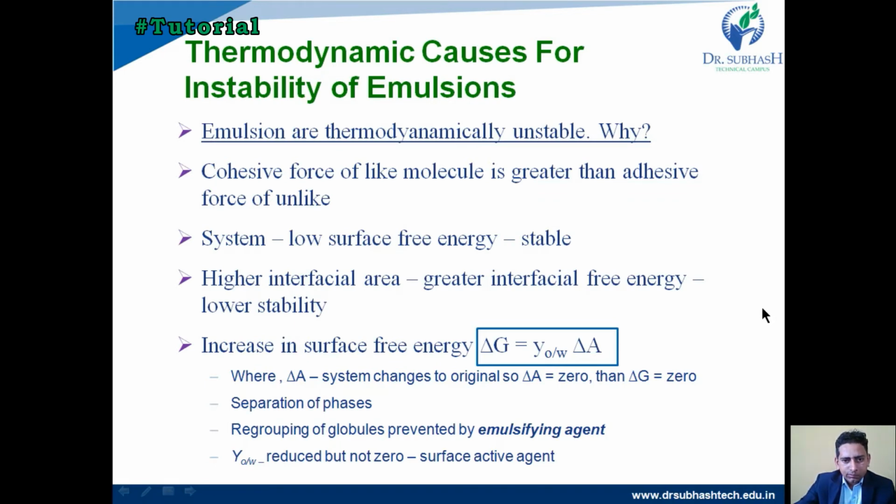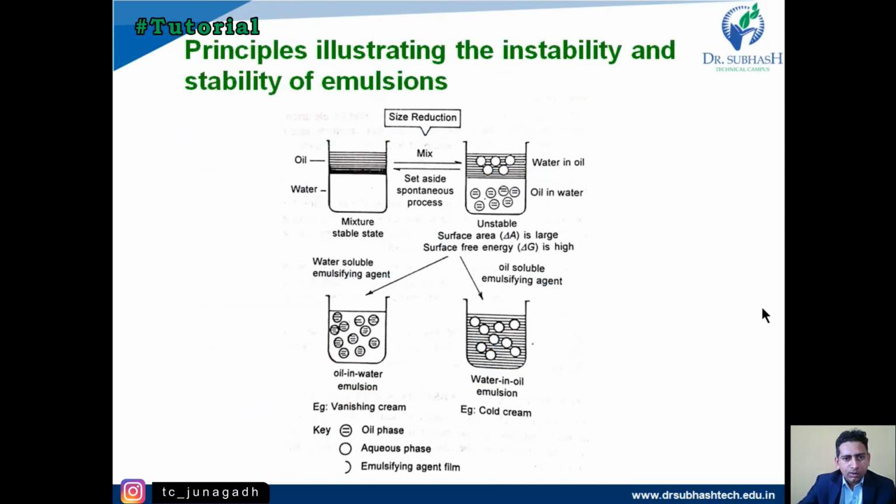We can understand the same thing from the figure also. For example, we have a mixture of oil and water, both present. This mixture is in a stable state. When we convert it into an emulsion, we mix them and go for a size reduction process. Afterwards, one phase will be water in oil, another will be oil in water, but the system goes into an unstable mode.